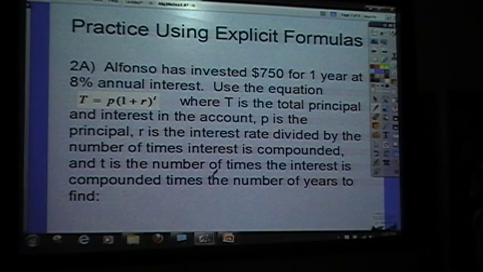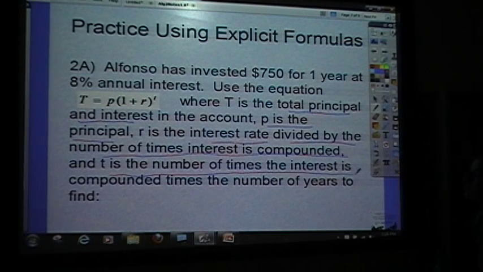And next example. Alfonso has invested $750 for 1 year at 8% annual interest. They're giving us the equation T equals P times 1 plus R to the t, where T is the total principal and interest combined in the account. P is the principal, which is your starting value, and R is the interest rate divided by the number of times interest is compounded. t is the number of times the interest is compounded times the number of years.